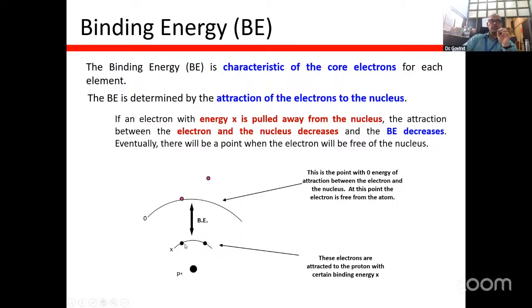For example, if we take an electron with an energy x which is pulled away from the nucleus, the attraction between the electron and the nucleus decreases. And as a result, the binding energy also decreases. That is the energy we are going to measure. Eventually, there is a point where the electron is set free from the nucleus. That is the energy where there is an attraction between the nucleus and the electron, and when we pull out the energy, that bonding between the nucleus and the outer shell is called your binding energy.